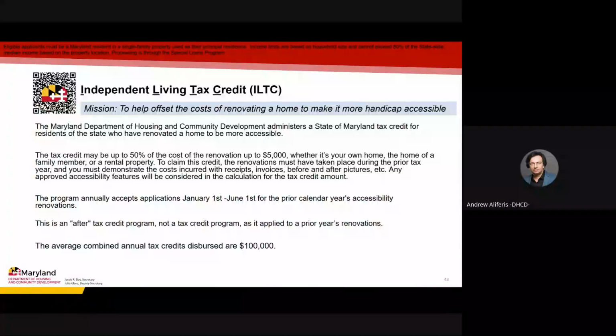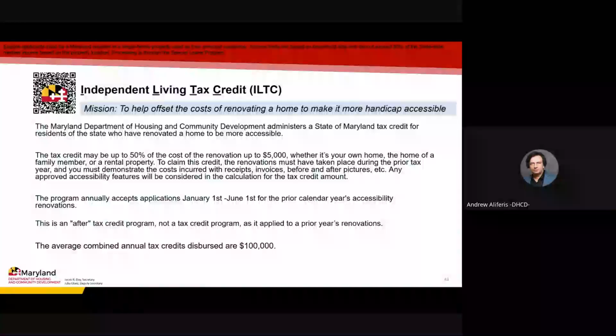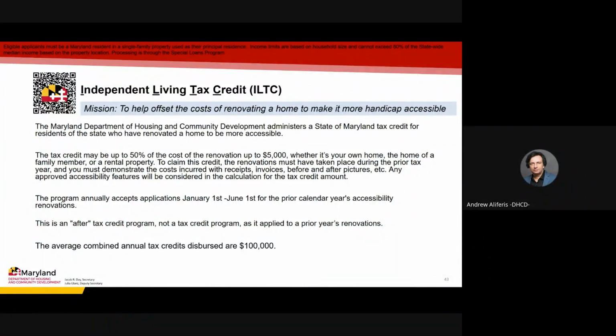Independent living credit. This is where a homeowner can do accessibility features on their house, and then for the next tax year, they would ask for this tax credit. And so typically we're doing 100,000, and that is divided up by however many applicants there are who apply for that tax credit, with a cap of 5,000. Next slide.